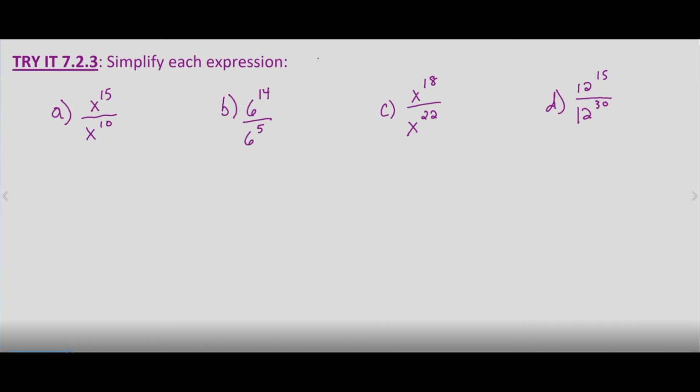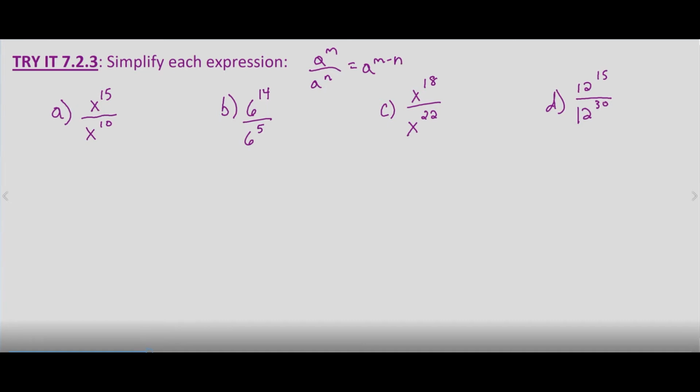And what that is, in formulaic form, it means that if I have a to the m over a to the n, that equals a to the, we can subtract the exponent in the denominator from the exponent in the numerator. So a to the m minus n.